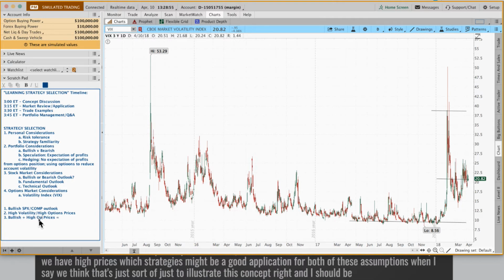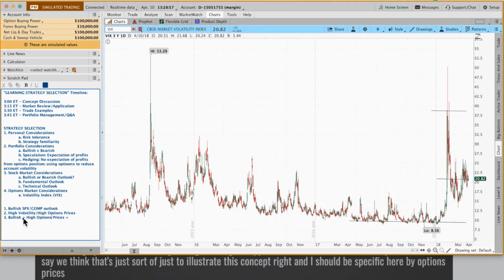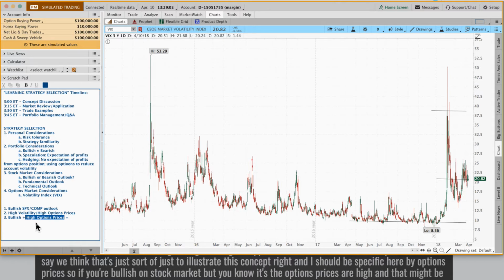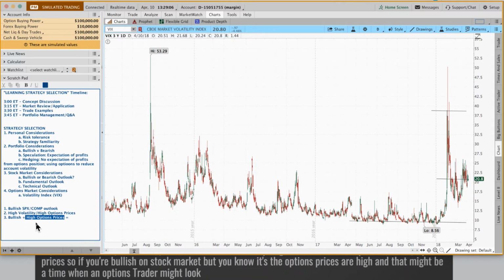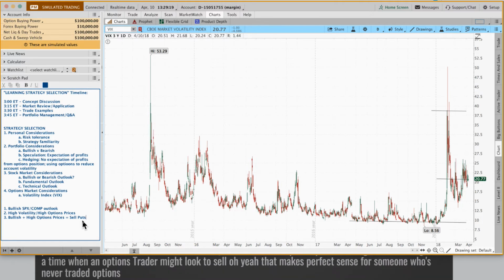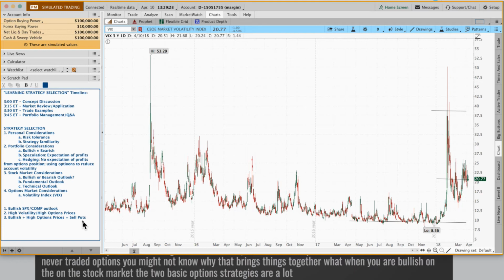And I should be specific here, high options prices. So if you're bullish on the stock market, but you notice the options prices are high, then that might be a time when an options trader might look to sell puts. Does that make sense? Now, for our options traders, they're going, oh yeah, that makes perfect sense. For someone who's never traded options, you might not know why that brings things together. Well, when you are bullish on the stock market, there are lots of bullish option strategies, but the two most basic are buying calls and selling puts. Okay?